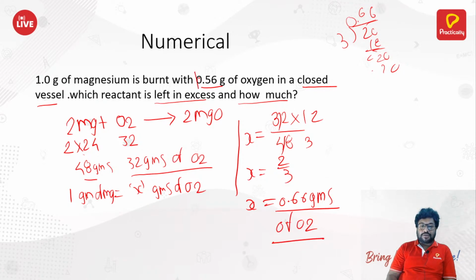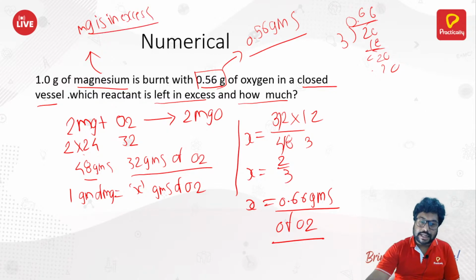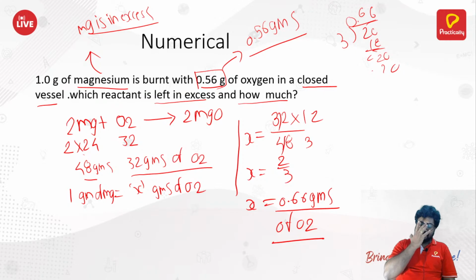But how many grams of oxygen do we have? 0.56 grams of oxygen. So that means oxygen is the limiting reagent and magnesium is in excess. Now we again need to go in a reverse way. Firstly, we came to know that 48 grams of magnesium needs 32 grams of oxygen to react. So we found out that if we have 1 gram of magnesium, 0.66 grams of oxygen is required.